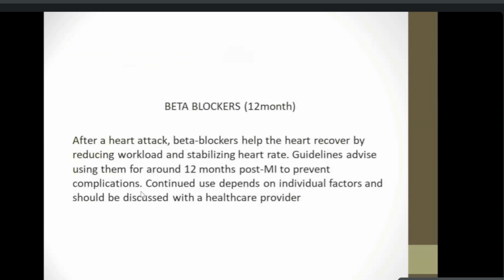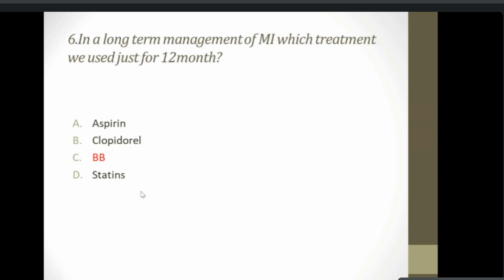To explain why we use the beta blocker for 12 months only, not like the others. After a heart attack, the beta blocker helps the heart recover by reducing workload and stabilizing the heart rate. The guidelines, of course, advise using them for around 12 months post myocardial infarction to prevent complications. Continued use depends on individual factors, of course, and should be discussed with a healthcare provider. So the guideline says that the beta blocker, we use it just for 12 months, but the others, of course, we will use for the whole life. The patient must use them her whole life.